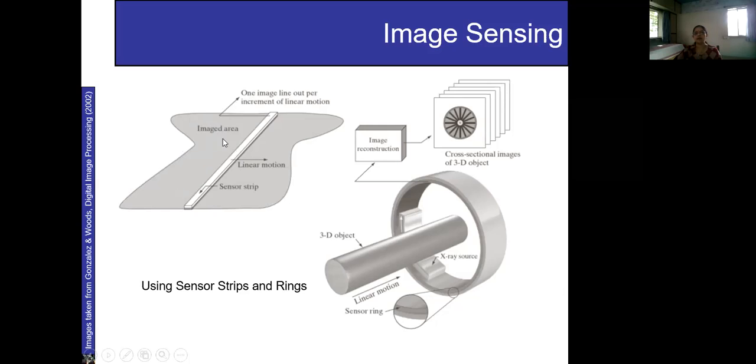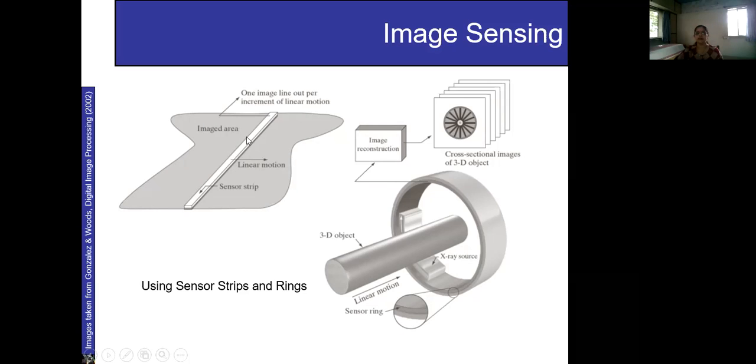Then when you move this strip by one row, you can get the second row. Similarly, by moving this strip over the entire image, you can collect information of all the lines present in the image. Okay, so this is a strip sensor which you can use to acquire the entire image.